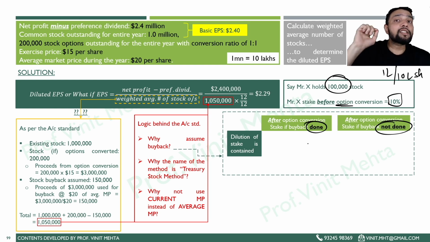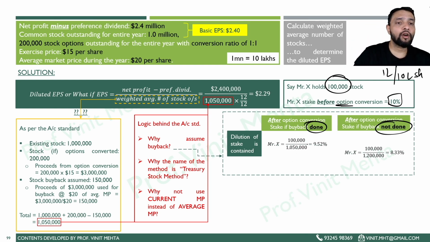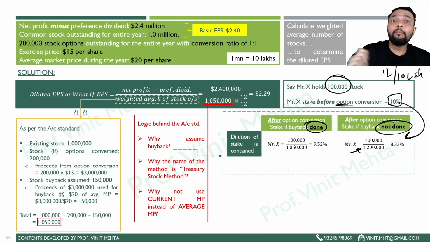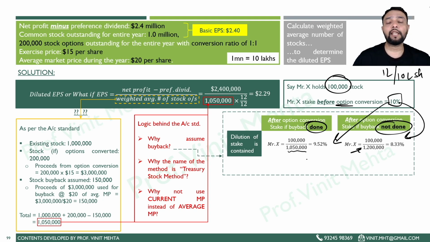If the buyback is not done, the denominator is 12 lakh shares and the stake of Mr. X will fall from 10% to 8.33%. But if you do the buyback, the stake of Mr. X will fall from 10% to just 9.52% because the denominator is 10,50,000 shares. So the dilution of the stake of the existing shareholder is contained. And that's why even today, when companies have additional cash and cannot use it for the business, they end up doing the buyback.